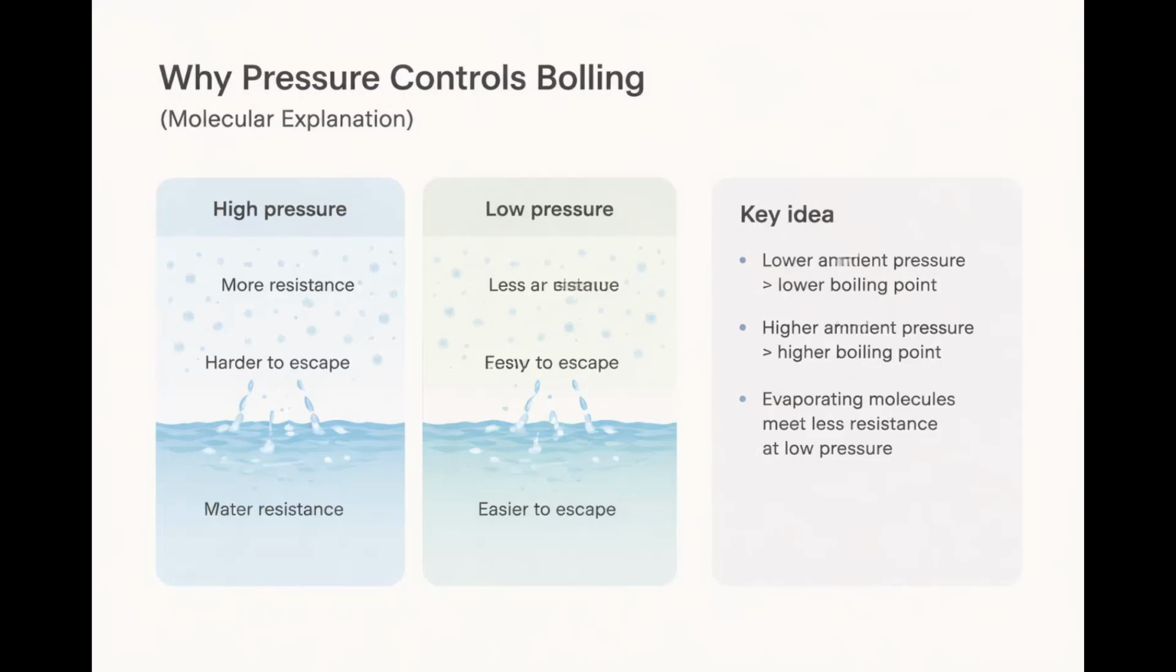Here's the intuition. At lower pressure, there are fewer gas molecules pushing back on molecules trying to escape the liquid. So when water molecules evaporate from the surface, they meet less resistance and enter the air more easily. That's why decreasing ambient pressure lowers the boiling point. And the reverse is also true. Increasing pressure raises the boiling point, which is exactly the logic used earlier to explain hot but liquid Hadean oceans.